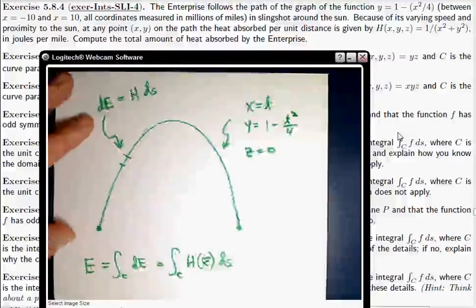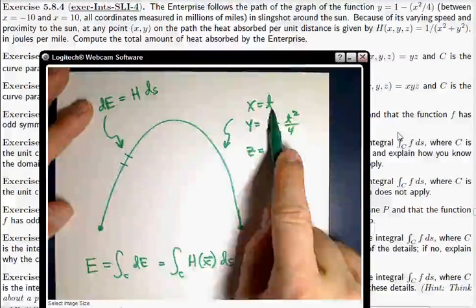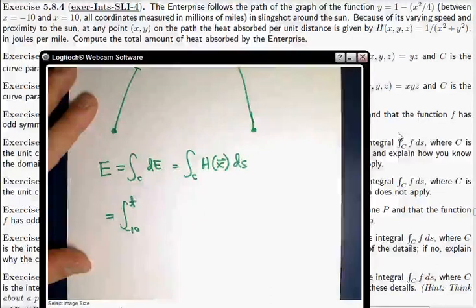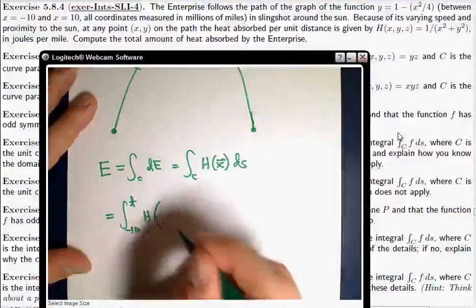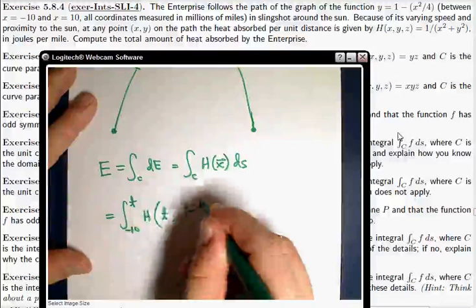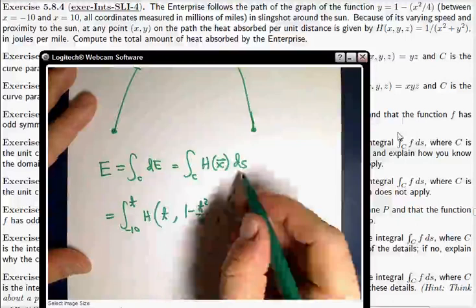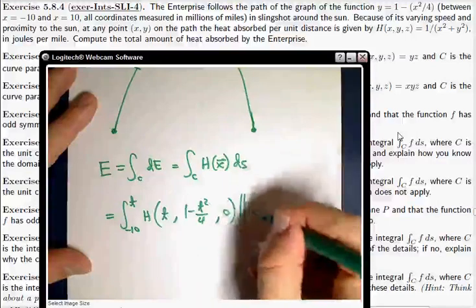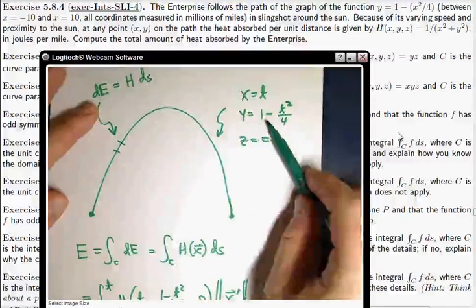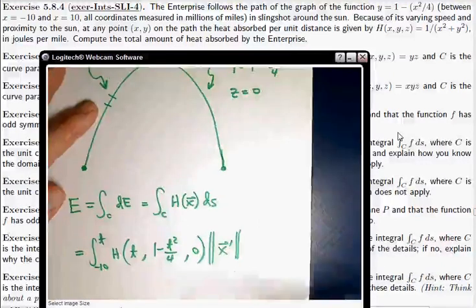So that parameterization being done, what's the range of values of t? Well, x goes from -10 to 10, and therefore t goes from -10 to 10. So we're going to have an integral as t goes from -10 to 10, and h depends on x, y, and z. That's x. That's y. That's z. ds, what's ds? Well, ds is the length of your derivative vector for your parameterization. So you're going to have to take this parameterization, take the derivative, compute the length of that derivative, etc. That's going to be this here, and then dt.